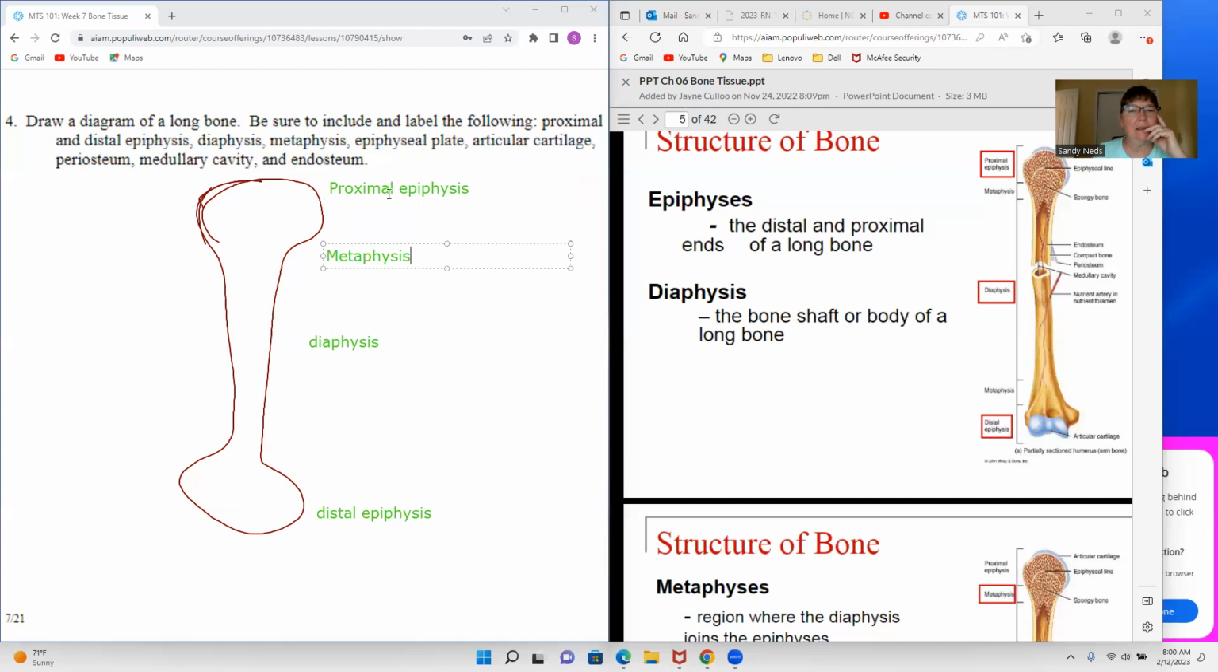And then we got to draw some other parts in. So let me go to blue to get the articular cartilage. So at the ends of the bones, we learned that there is articular cartilage. Remember, in tissues, we learned about cartilage. And at the ends of the bone is cartilage, hyaline cartilage, to absorb the shock.